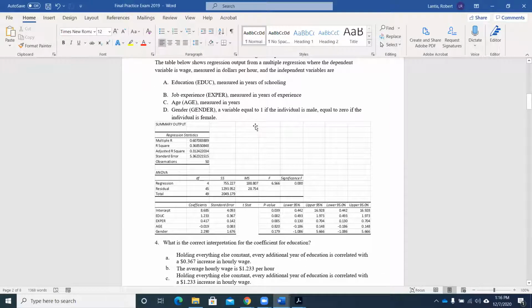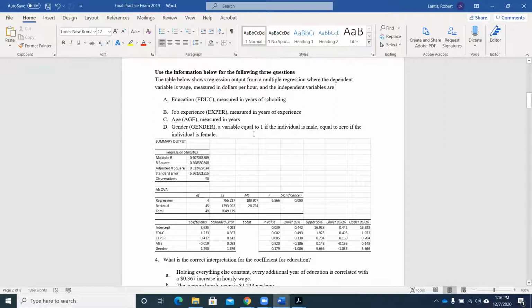So we've looked at this data set quite a bit, or maybe not quite a bit, but I've played around with this idea of using this y variable, which is wage, and looking at how these other things impact wage. Let's say my dependent variable is wage. The dependent variable is my y variable. My independent variables are the right-hand side, or my x variables. So I included education, the units being years of schooling, experience, years of experience, age, measured in years, and then gender, which is 1 if they're male, 0 if female.